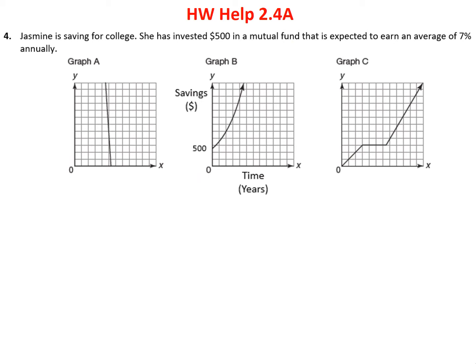Problem 4 says that Jasmine is saving for college. She has invested $500 in a mutual fund, and she's going to earn an average of 7% annually. That means if I'm graphing this, she has a place where she starts at 500, and then she's earning interest annually, and the interest is going to go up. And so we're looking for something of that nature, which is B.